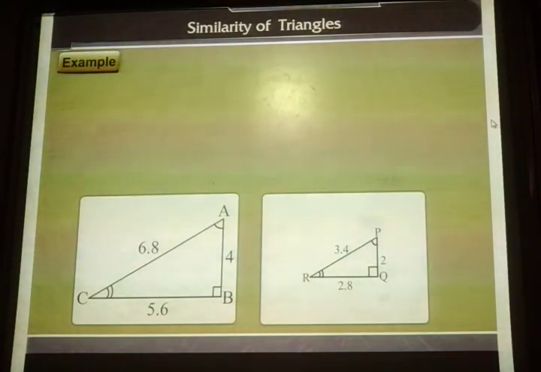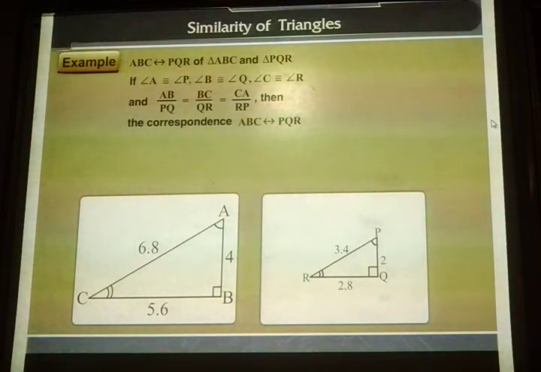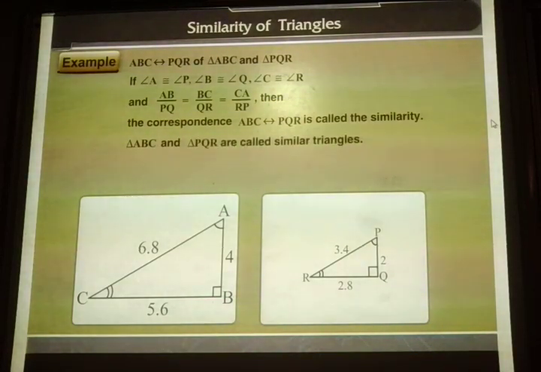Example, for the correspondence ABC and PQR of triangle ABC and triangle PQR, if angle A is congruent to angle P, angle B is congruent to angle Q, angle C is congruent to angle R, and AB upon PQ is equal to BC upon QR is equal to CA upon RP, then the correspondence between ABC and PQR is called the similarity, and triangle ABC and triangle PQR are called similar triangles. In symbol, it is written as shown.